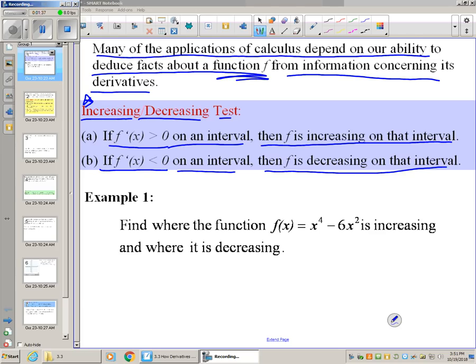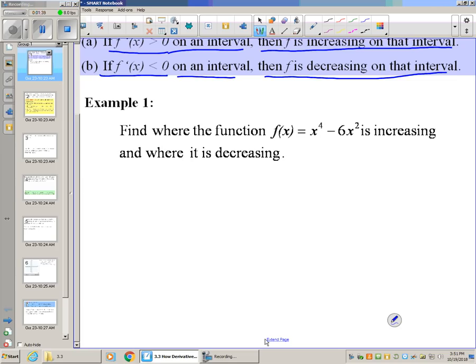Let's look at an example. Find where the function x to the fourth minus 6x squared is increasing and where it is decreasing. Increasing and decreasing, so where the slope is positive and negative. I think a good first place to start is to find critical points. Find where it's doing neither increasing nor decreasing. That's what happens at a critical point. That's where we have a max or min.